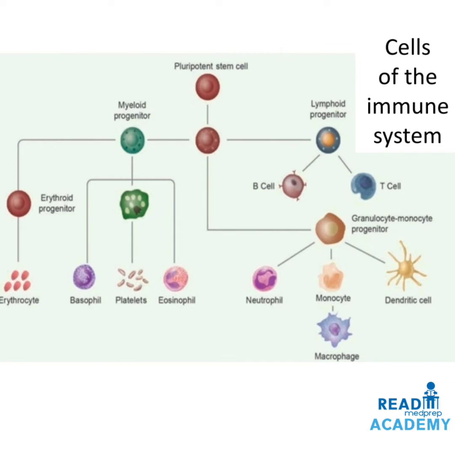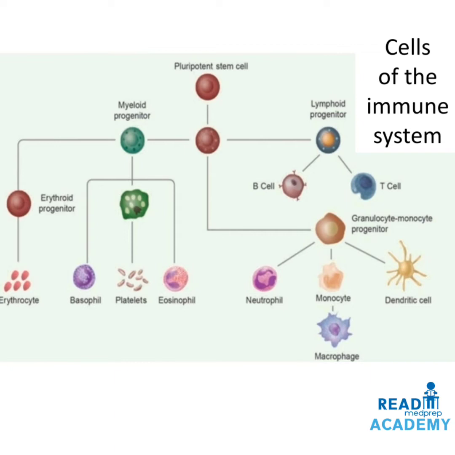In the bone marrow, there is a pluripotent stem cell which gets differentiated into a myeloid progenitor and a lymphoid progenitor. The myeloid progenitor helps in the formation of the erythroid progenitor, which results in the formation of the series of cells resulting in the formation of erythrocytes.